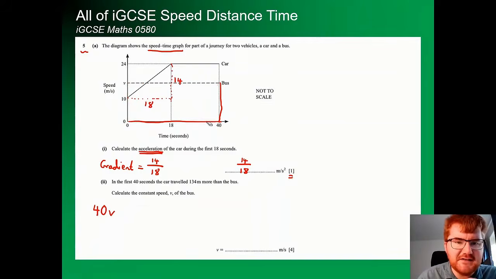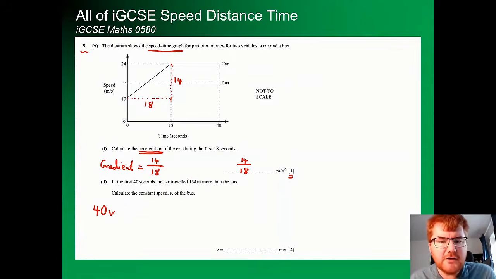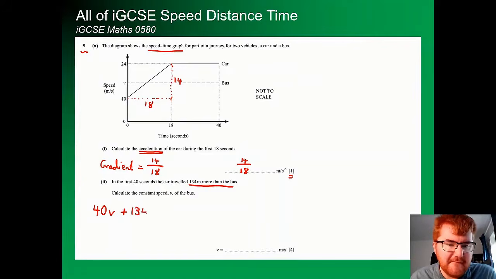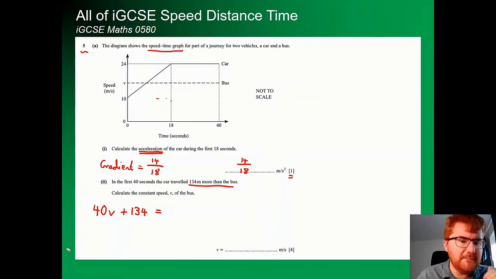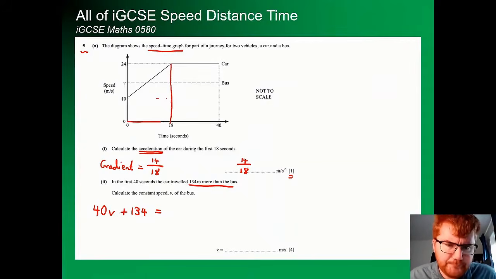Hopefully I can delete this so you can see the car a bit later on. And we're told in the question, the car travelled more than the bus. So we need to add on 134 here to equal the total distance travelled by the car. Now, next question is, how do we work out the area for the car here? Well, we divide it into 2 separate shapes. So we've got here, we can use this as a trapezium or a triangle and a rectangle. So you can take that approach and you'll see that in the mark scheme.